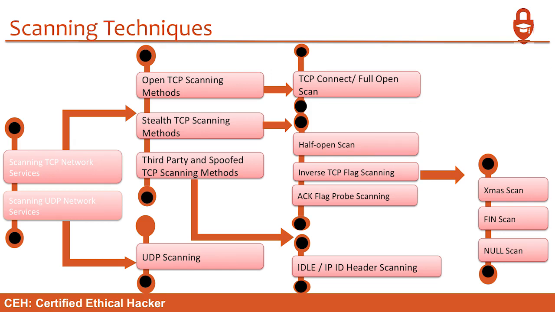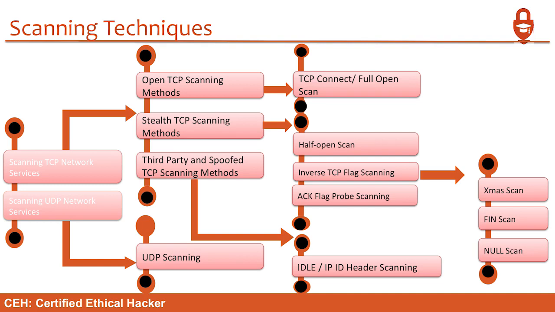So there's scanning TCP network services, scanning UDP network services. UDP scanning is kind of simple on the bottom end there, and you can see that the TCP scanning is a little more complicated. We have open TCP scanning methods, stealth TCP scanning methods, and third-party and spoofed TCP scanning methods. So let's go over the TCP scanning methods, the open ones.